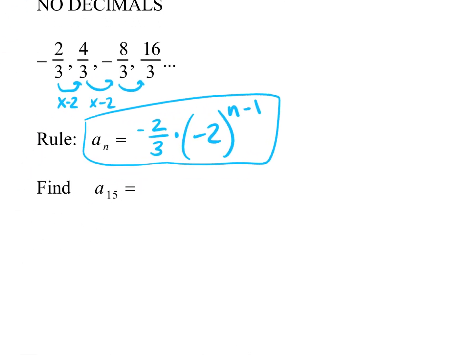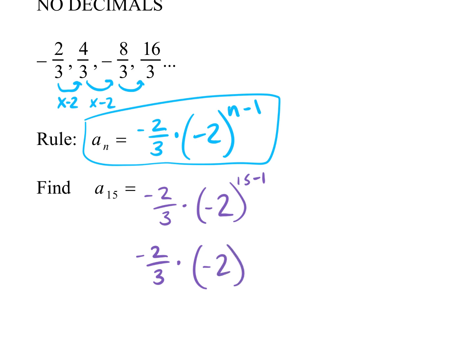So let's plug in 15. So we have negative 2 over 3 times negative 2 to the power of 15 minus 1. So negative 2 over 3 times negative 2 to the 14th power. When you put this in your calculator, don't forget to put it in parentheses. Anytime you have a negative number to an exponent, put it in parentheses. If you don't put it in parentheses, it'll always leave it negative.